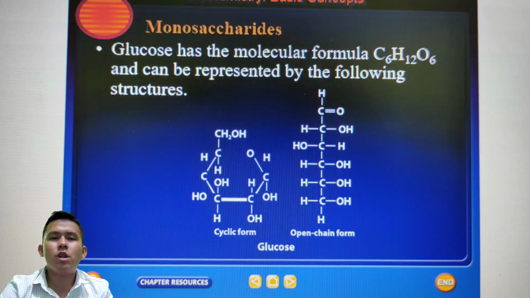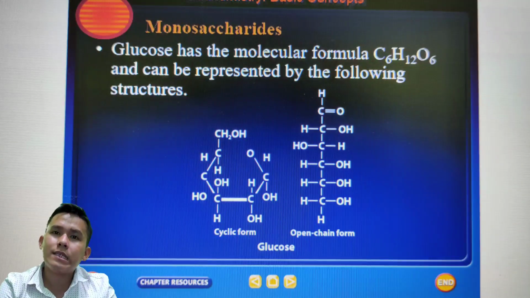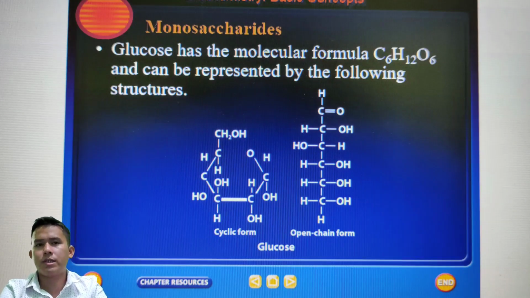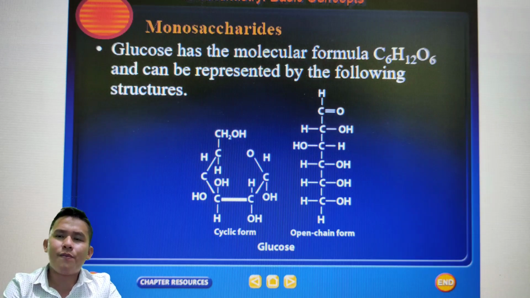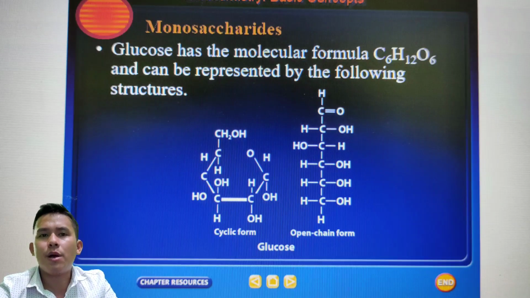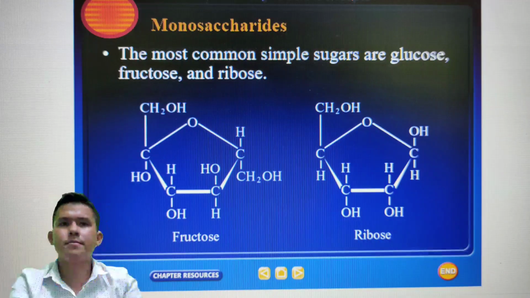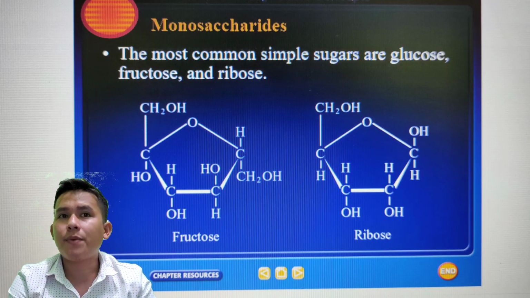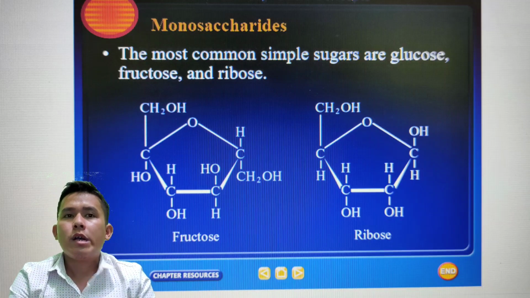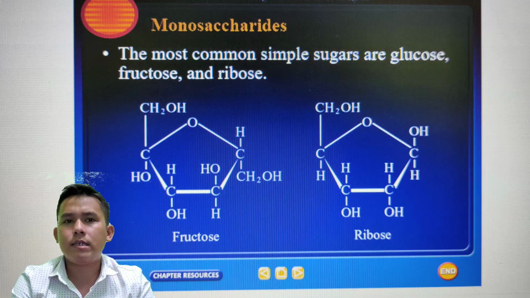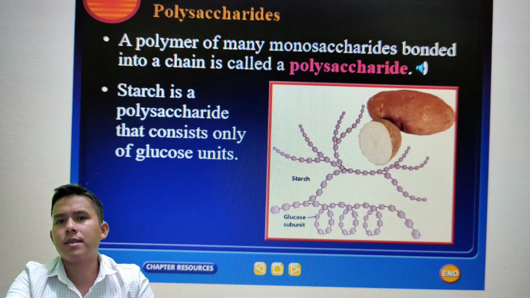Glucose has the molecular formula C6H12O6 and can be presented by the following structures. We have a cyclic form and also the open chain form. This is the structure of glucose. The most common simple sugars are glucose, fructose, and ribose. Earlier we had the structure of glucose, and now we have the illustration of fructose and ribose.